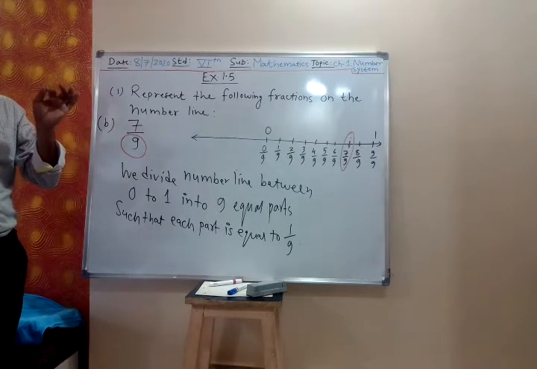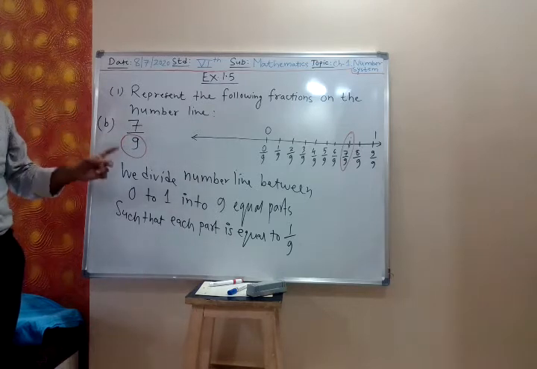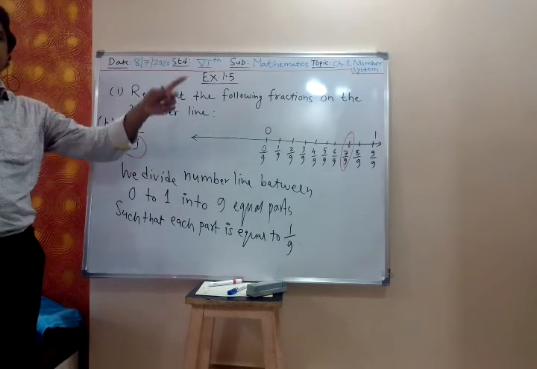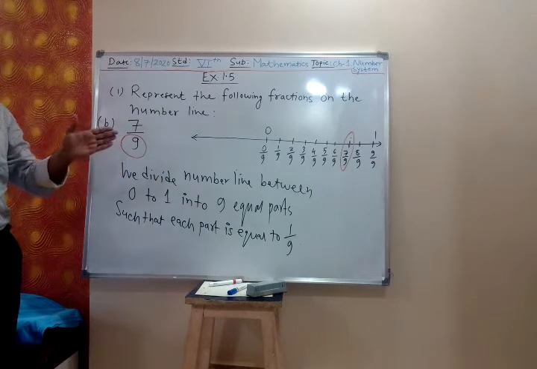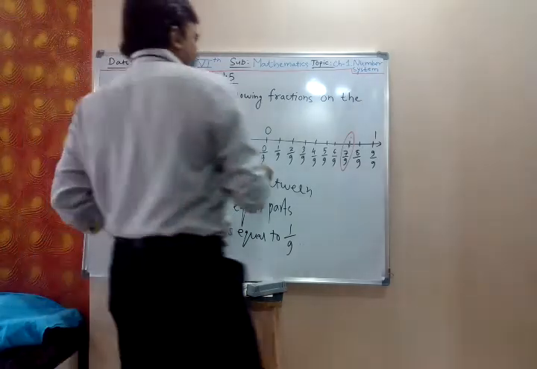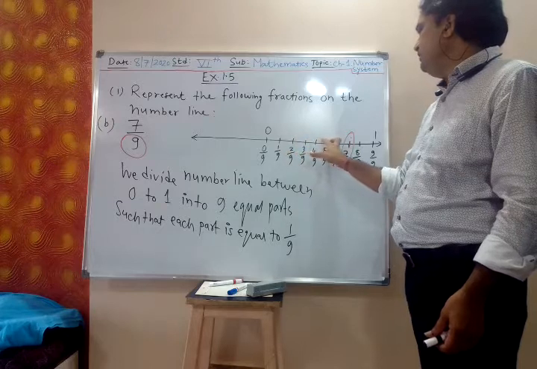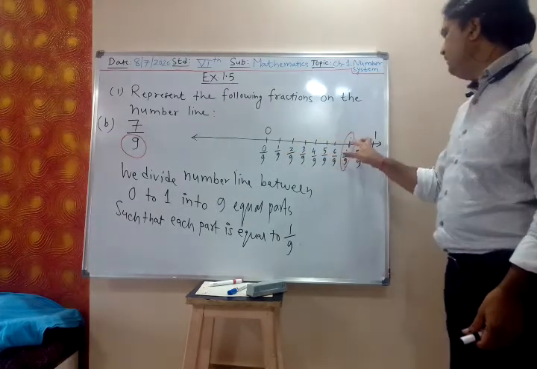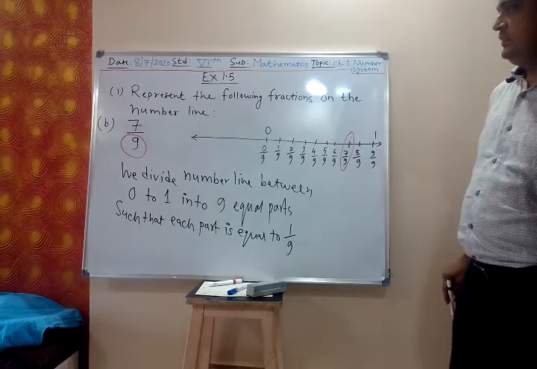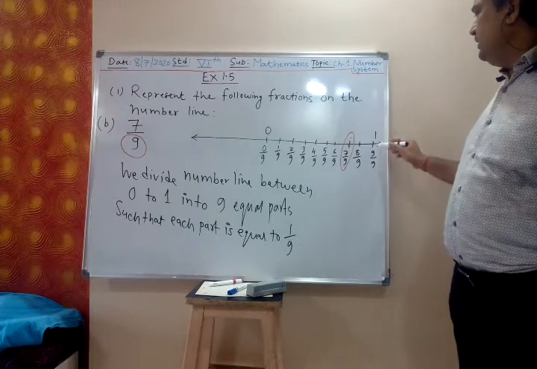Whatever is the denominator, we divide the number line between 0 to 1 into that many equal parts. It is 9, so I will divide the number line between 0 to 1 into 9 equal parts. 1 equal part, 2 equal part, 3, 4, 5, 6, 7, 8, 9 equal parts. 9 upon 9, numerator and denominator are same, that number is 1.